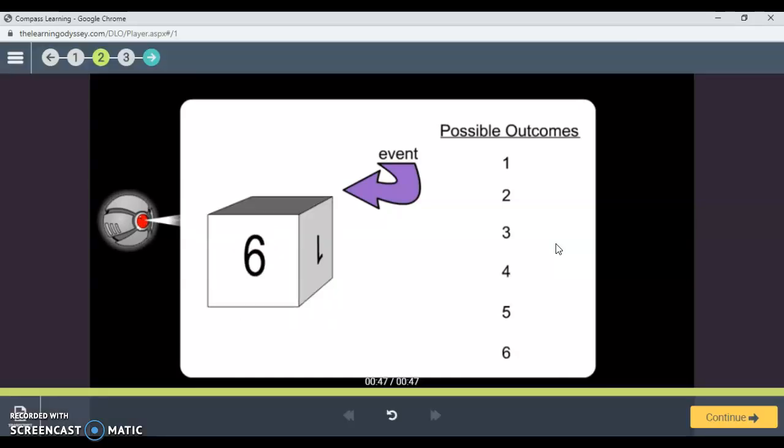Okay, and the reason why it's 6 is because it has 6 sides. You got to remember that, okay? So the possible outcomes that you're going to roll is going to be 6, okay? So it's just a possible outcome of how many, okay? Not just what numbers are on there. It's how many.